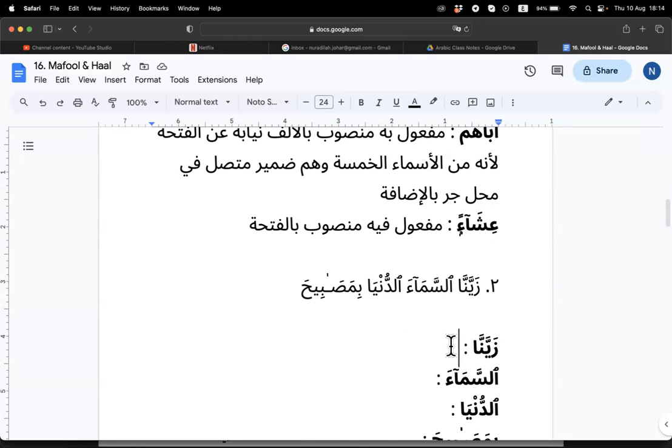Nahnu. Yes, fi'il madi, mabni ala... Okay, what happened here is this word is actually Zayyana. Here you can see it's mabni ala what? Mabni ala sukun. Yes. Here you have a shadda because there are two noons coming together.